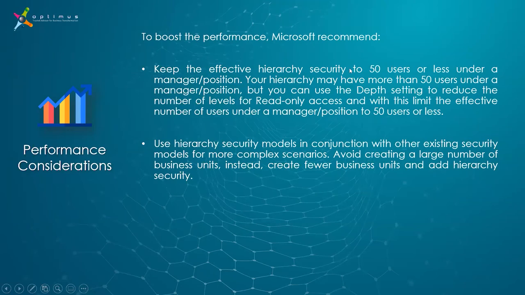Keep the effective hierarchy security to 50 users or less under a manager or a position. So what it means, try to not create a really complex tree. Try to have a really simple model. Your hierarchy may have more than 50 users under a manager position, but you can use the deep settings to reduce the number of levels for read only. Probably in your company, your structure is very complex and you're going to have, I don't know, 200 people, but try to configure the deep in a way that when a person starts going deep, they won't have access to more than 50 users.